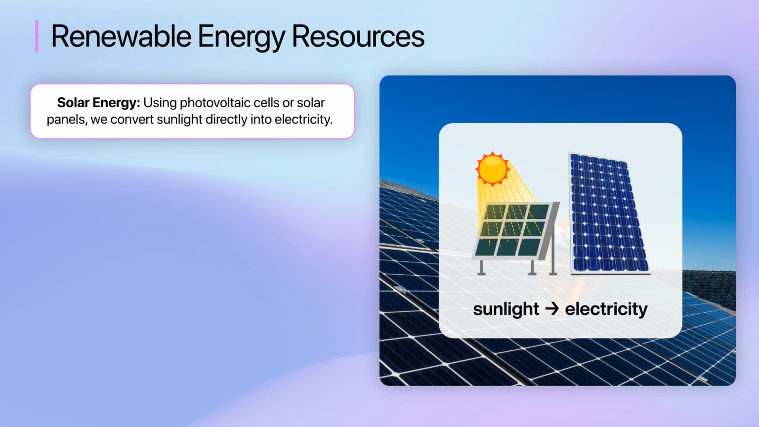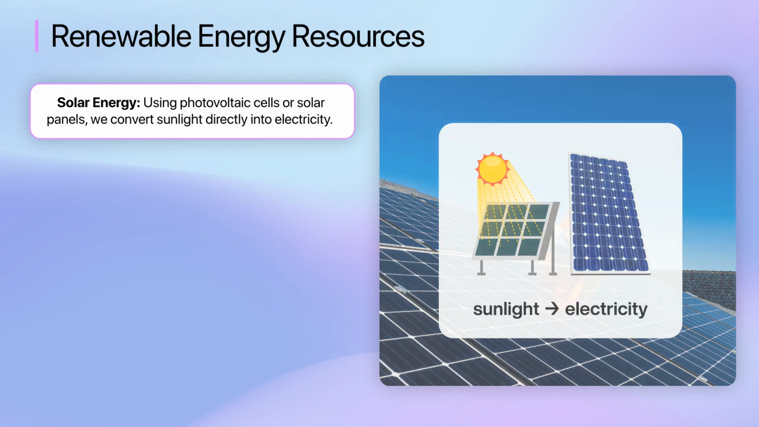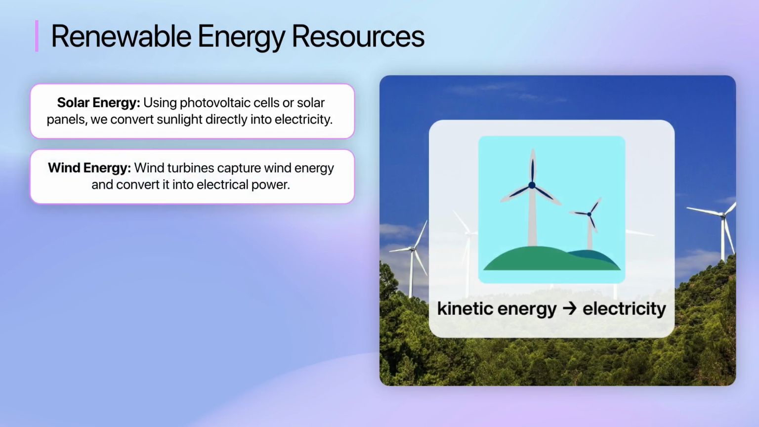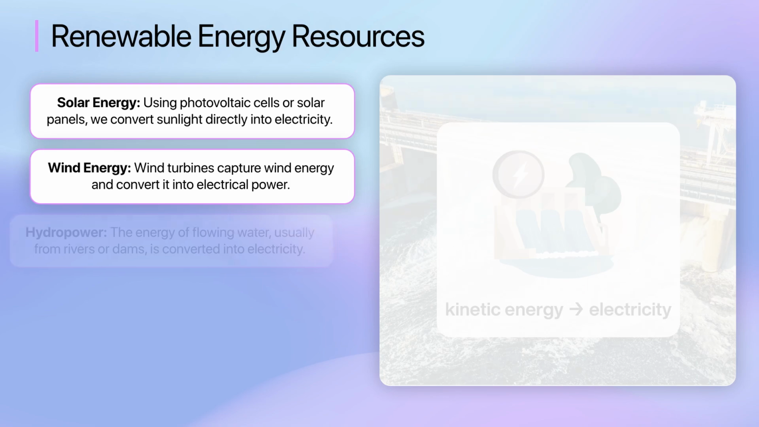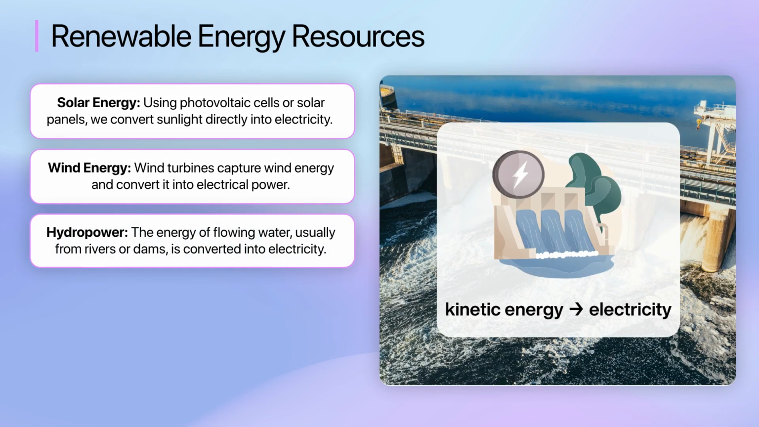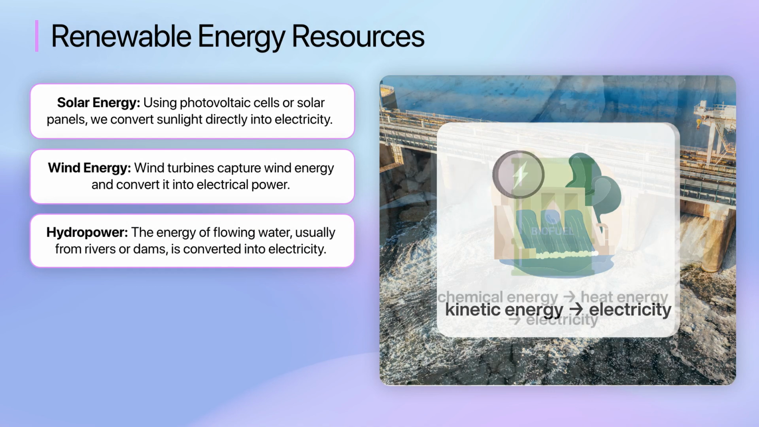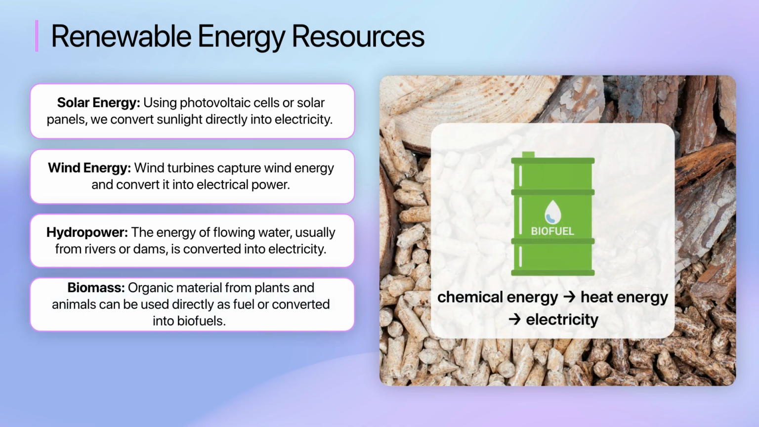First, solar energy. Using photovoltaic cells or solar panels, sunlight is converted directly into electricity. Next is wind energy. Using wind turbines to capture wind energy, we can convert it into electrical power. Another example is hydropower. This is when the energy of flowing water, usually from rivers or dams, is converted into electricity. There is also biomass.